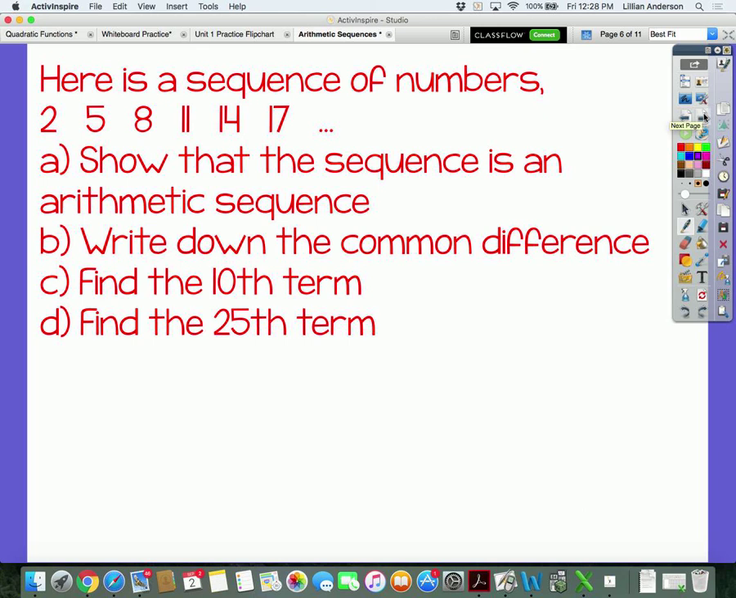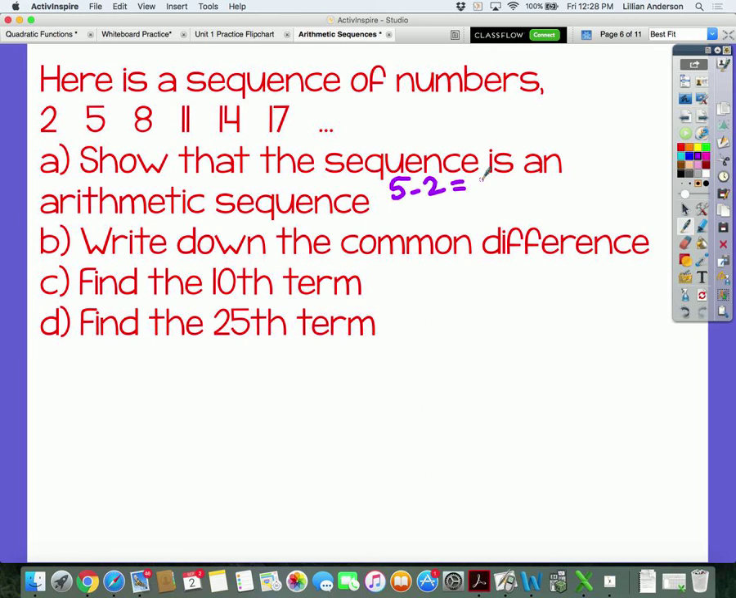Here's a sequence of numbers: 2, 5, 8, 11, 14, and so on and so forth. Show that the sequence is an arithmetic sequence. To be an arithmetic sequence, that means you're doing what? Adding, subtracting, the same number each time. So how do you show that? You show it.